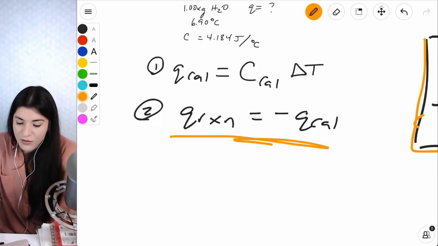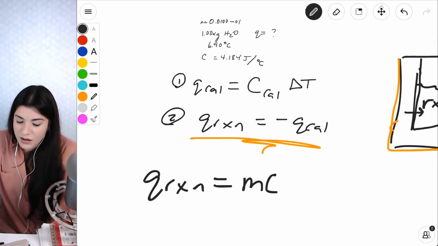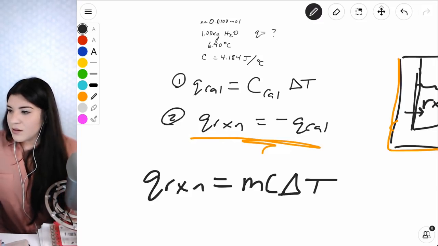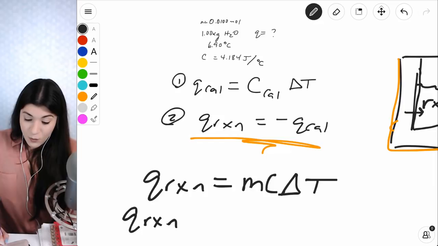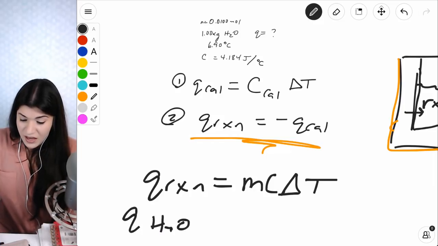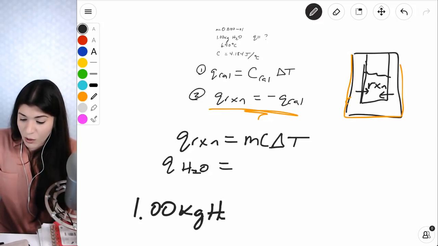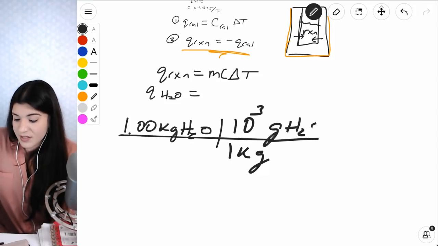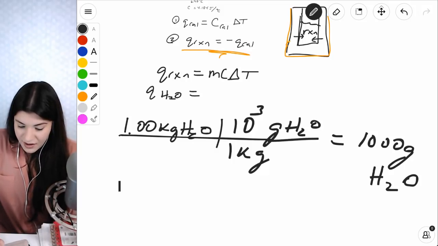So I'll start off with just figuring out the Q of our reaction. Q of our reaction is a different formula, it's that MCAT formula. Here, we're given our mass of water, so that's what I'll start with. I'll state water because that's all the information they're giving me. So I'll start with 1.00 kilograms of H2O. However, I want this in grams, so I'll convert this real quick. 1 kilogram is equal to 10 to the positive third grams of H2O. Essentially, I'm just multiplying by 1,000. So this is 1,000 grams of H2O, and that's the M portion of this MCAT. So I'll place that here.